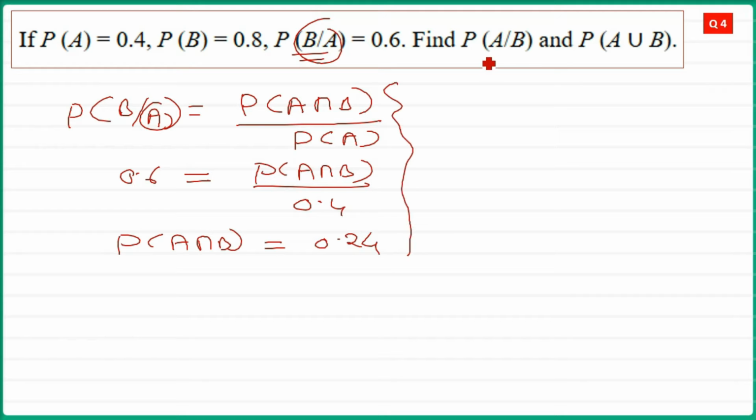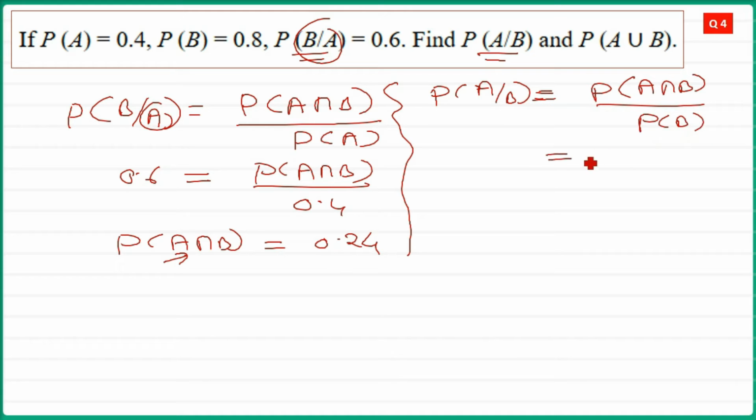6 4s are 24. Now coming to P(A|B), because A intersection B is known now, this will be quite easy because we are aware of the formula. P(A|B) is going to be P(A∩B) divided by what has already happened here, P(B). So it will go in the denominator. 0.24 we have just computed. P(B) was already given, 0.8. 8 3s are 24. 0.3 is going to be the result.